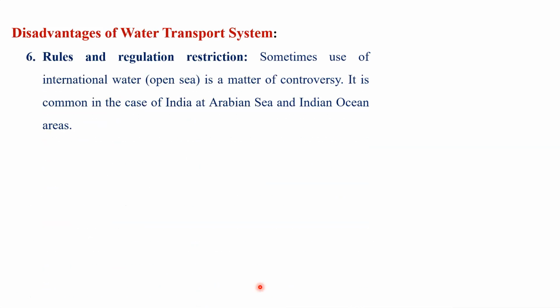Then another important disadvantage is rules and regulation restrictions. Yes, this is a very important thing. Sometimes the use of international water, the open sea, is a matter of controversy. It is common in the case of India, with the Arabian Sea and the Indian Ocean area. When we carry out our transportation through the waterway in this area, there is always controversy about the rules and restrictions laid down by the international community. So when we carry out international trade, we always face this problem; rules and regulation restrictions sometimes become a great obstacle to transportation at the international level.